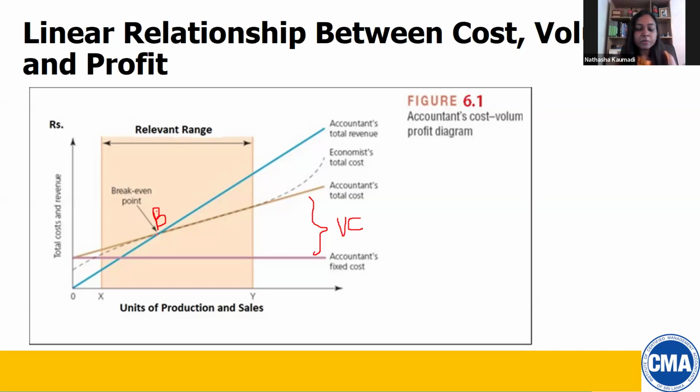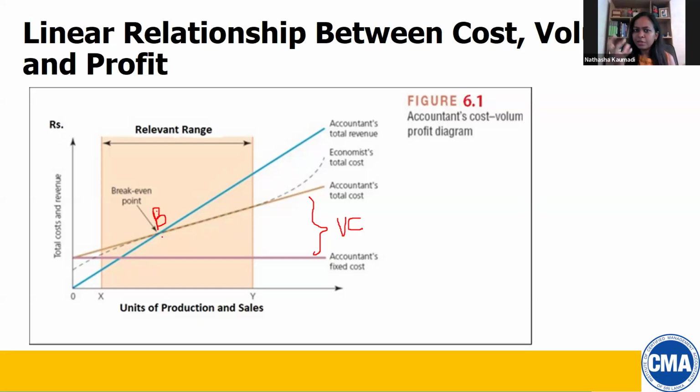Exactly. When it comes to point B, the blue line is total revenue and the orange line is total cost. At point B, total revenue equals total cost. TR equals TC.